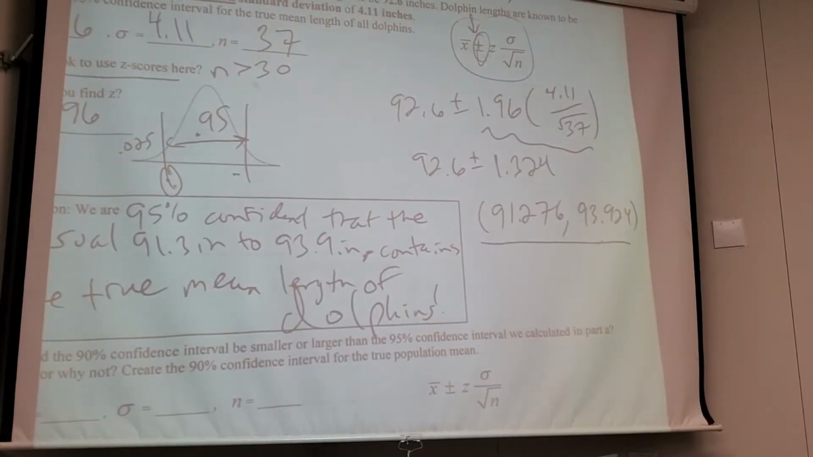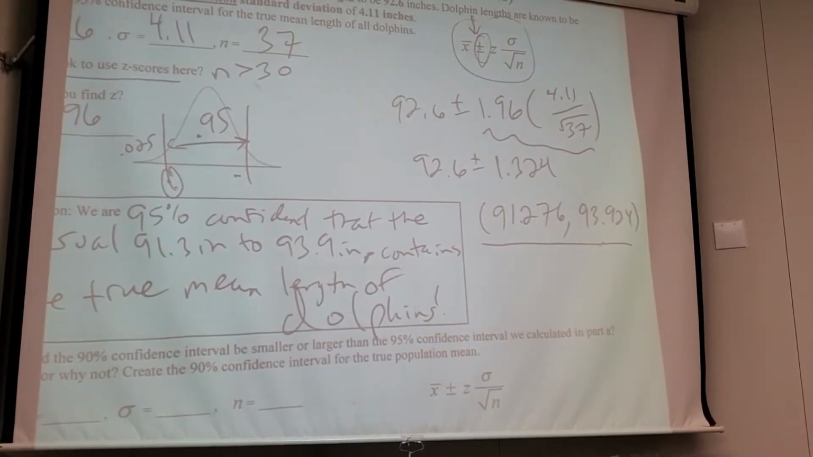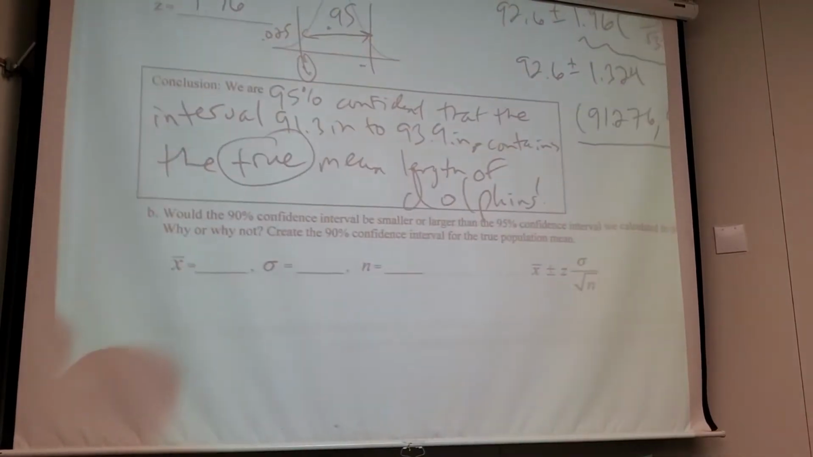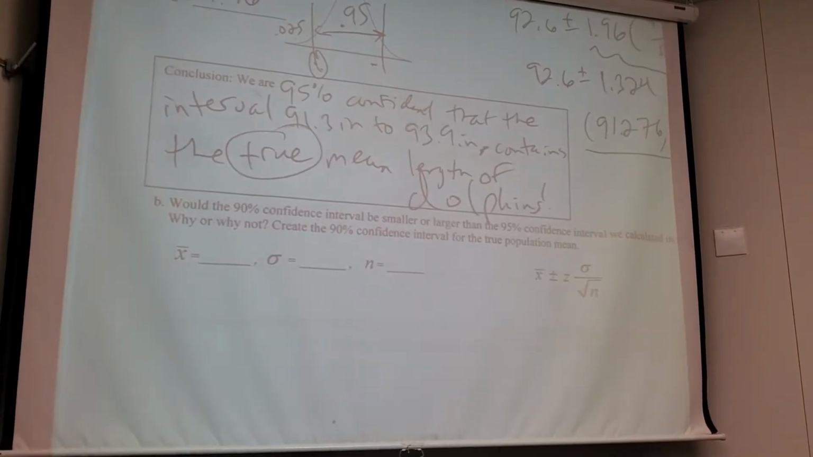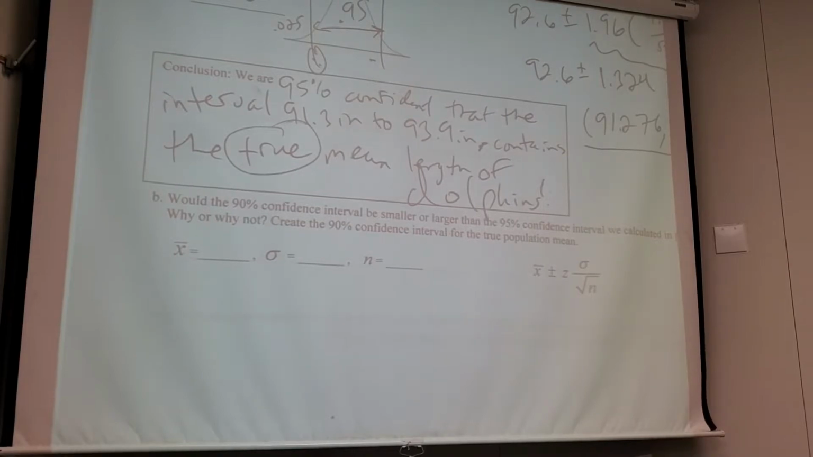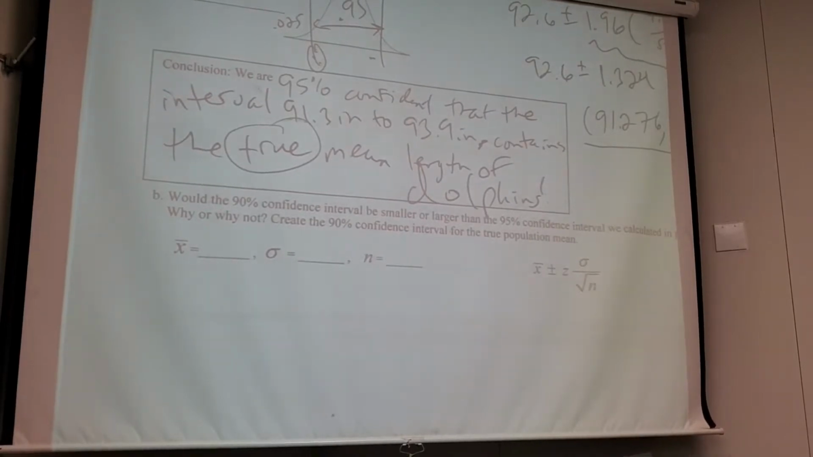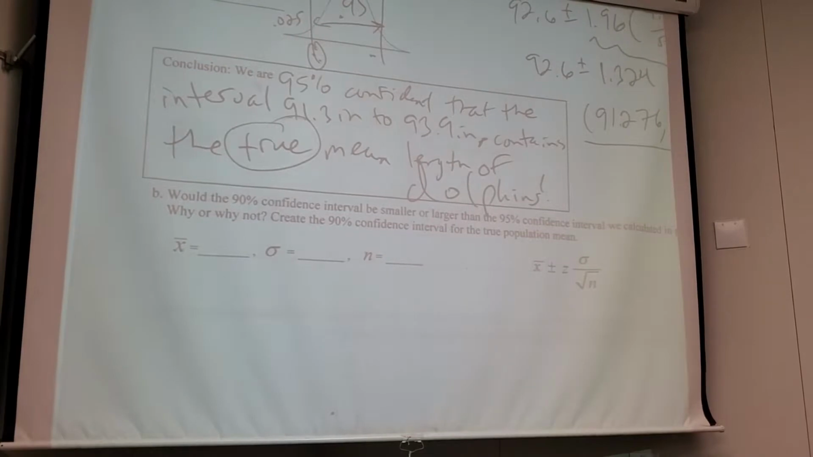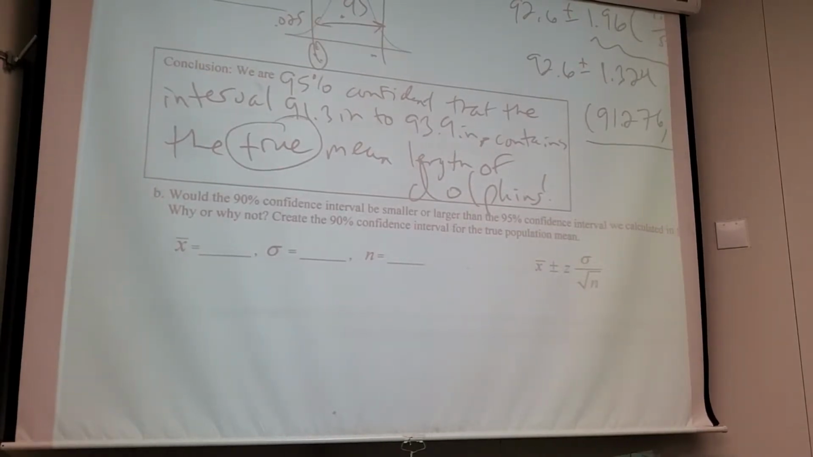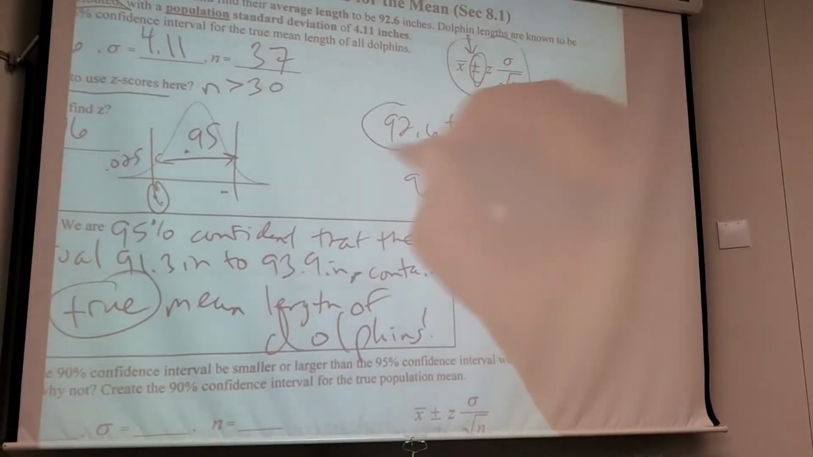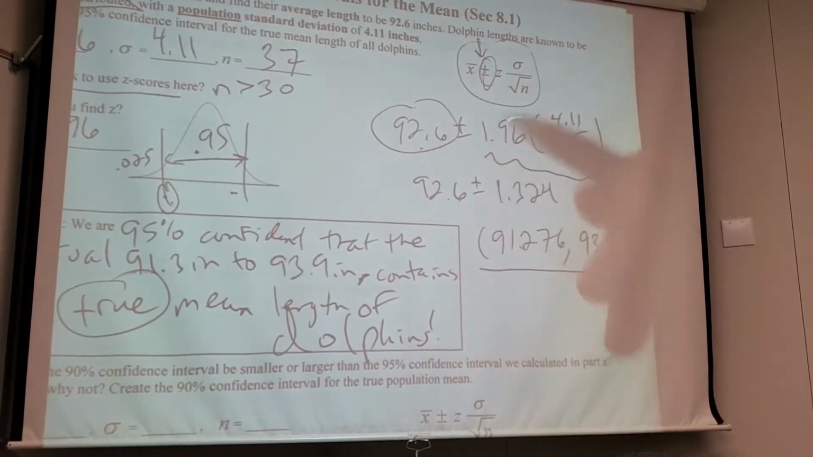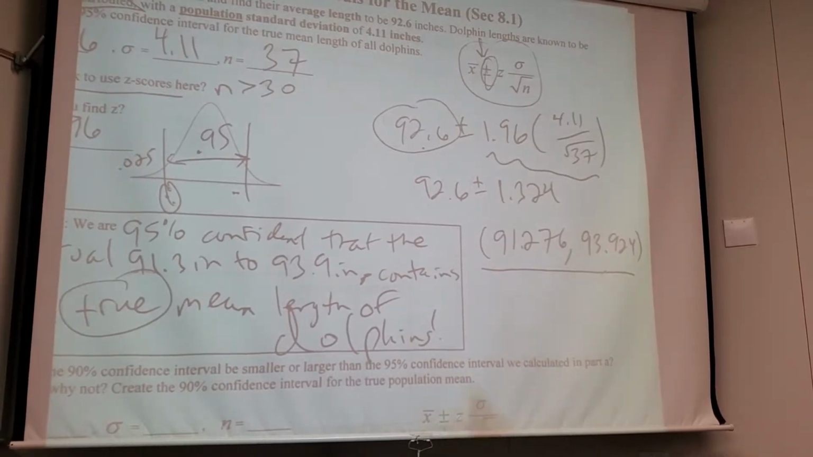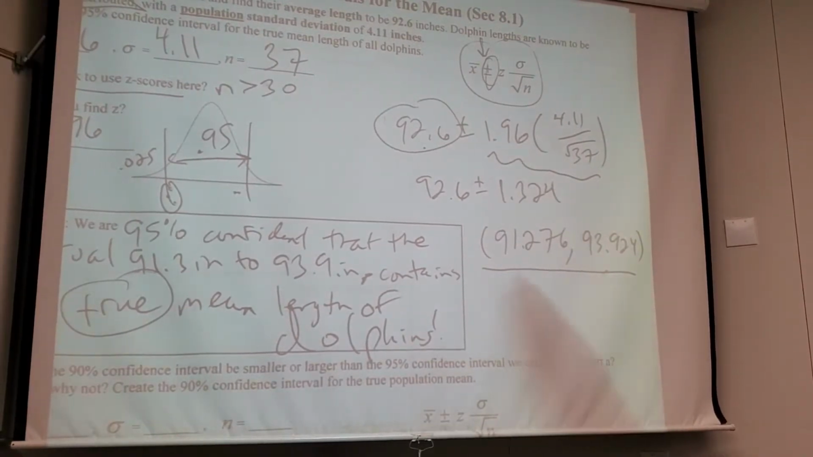Is it okay to write population mean? Yes, good. When I say true, what we mean is the population mean. This is why I don't teach English. So if I just said, I think that the mean is 92.6, in a sense I'm right because that's the best guess I got. What a confidence interval does is it improves on that estimate.